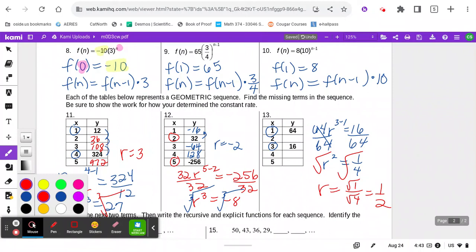Now, if you had done this on a calculator, you'd get 16 divided by 64 gives you 0.25. So you'd get r squared equals 0.25. And when you square root that, you get 0.5. So whether you did it the decimal way or the fraction way, the point is it's halving. So 64 divided by 2, or half of 64, is just 32. And then 32 divided by 2 is 16. 16 divided by 2 is 8. 8 divided by 2 is 4. How'd you do?